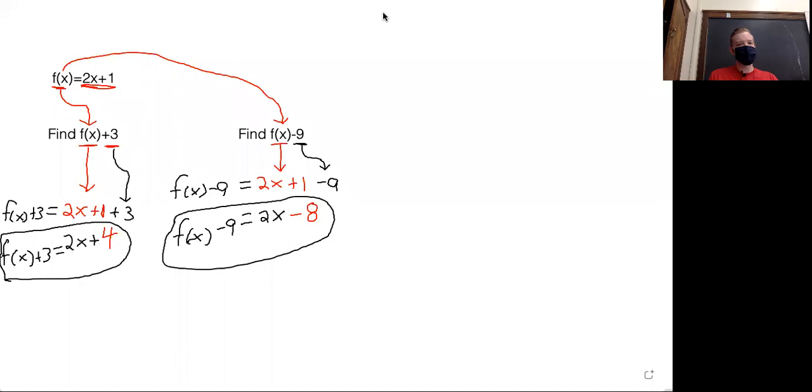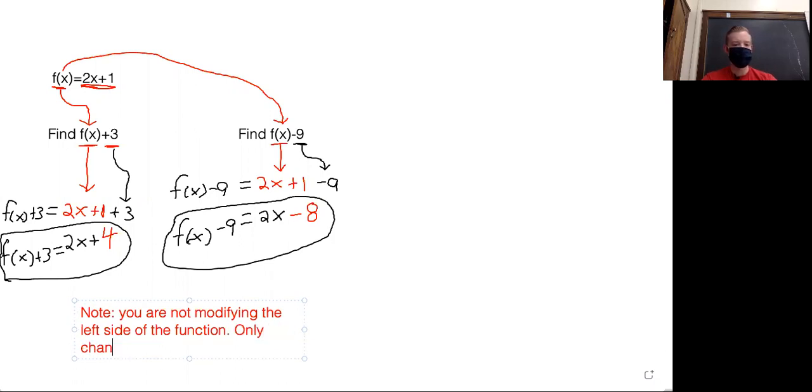Let's actually add that into our notes. So we are not changing anything about the left side of the function because we are told what that should be. That's what is shown to us in the problem. We are only going to be modifying the right side of our function here.